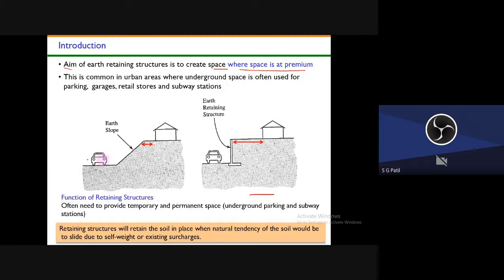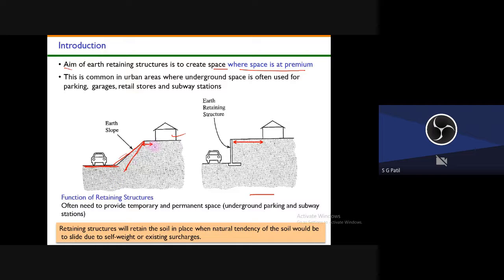So one example is here, you see. This is the earth slope, and here some structure is there. Here you have some road. If you are not constructing any earth retaining structure, then what you have to do? You have to provide a very gentle slope. Then only this soil will not move. If you want to use the space here effectively, then you have to provide a very steep slope.